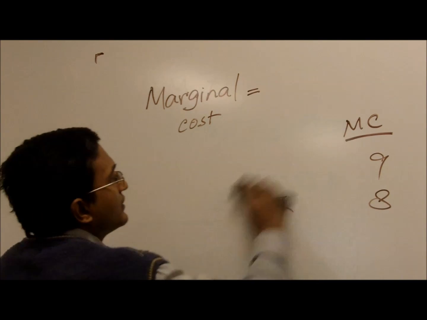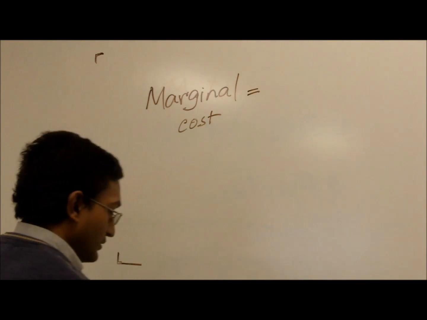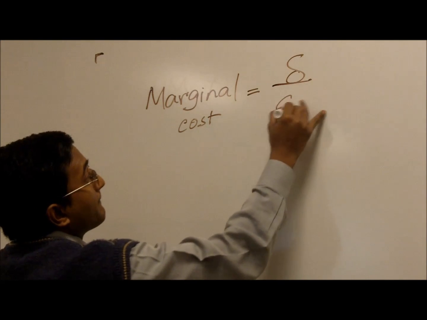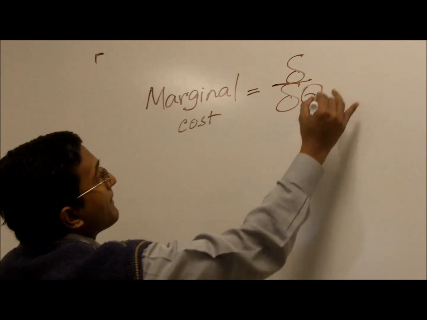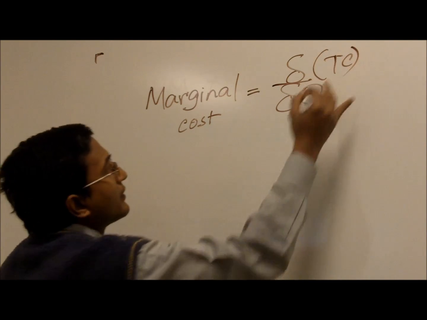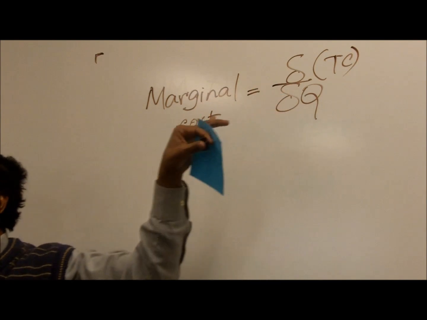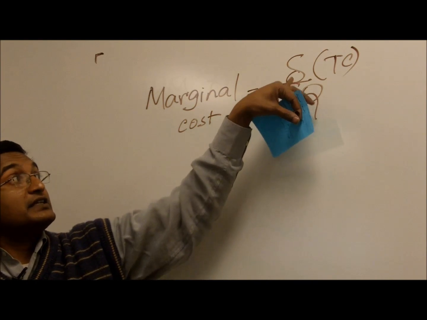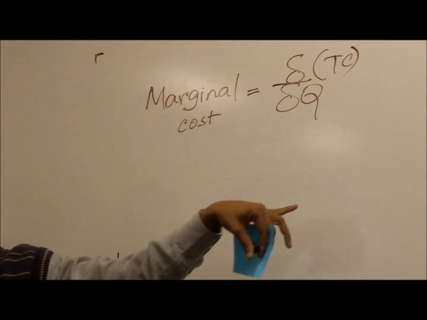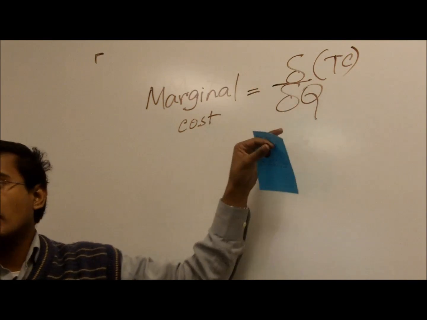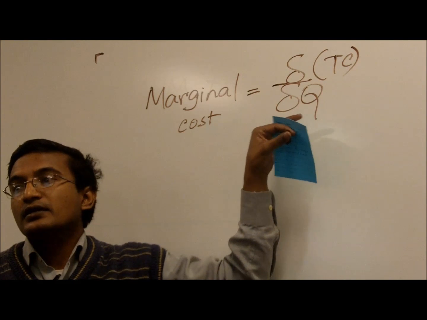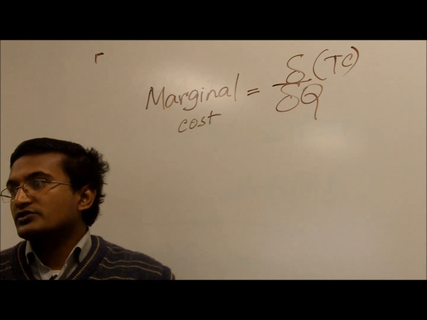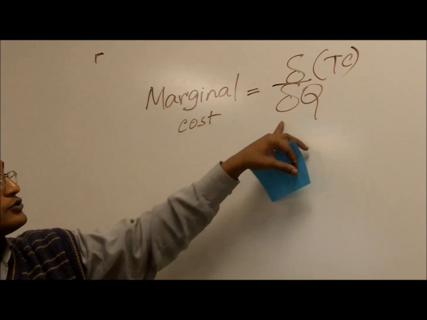So marginal cost is calculated in this way. This delta, small delta, means small changes, and in DTC, TC means total cost. Change in total cost due to change in quantity. Simple. Change in total cost due to change in quantity.